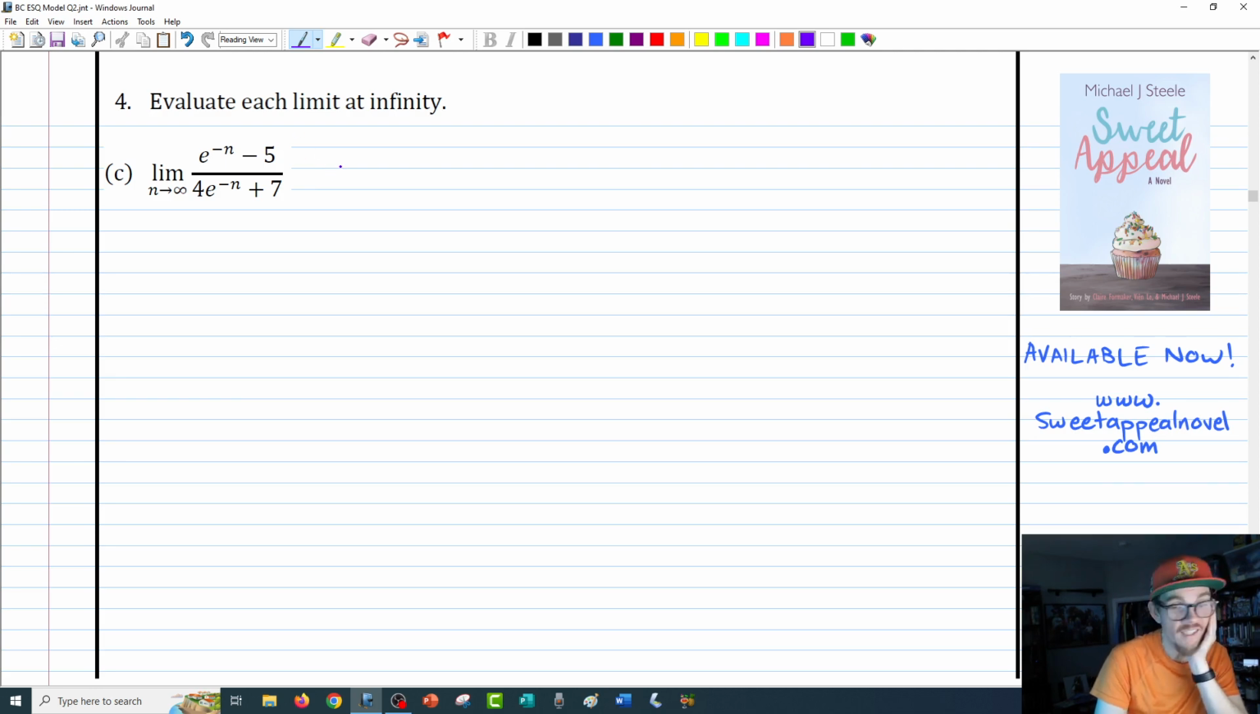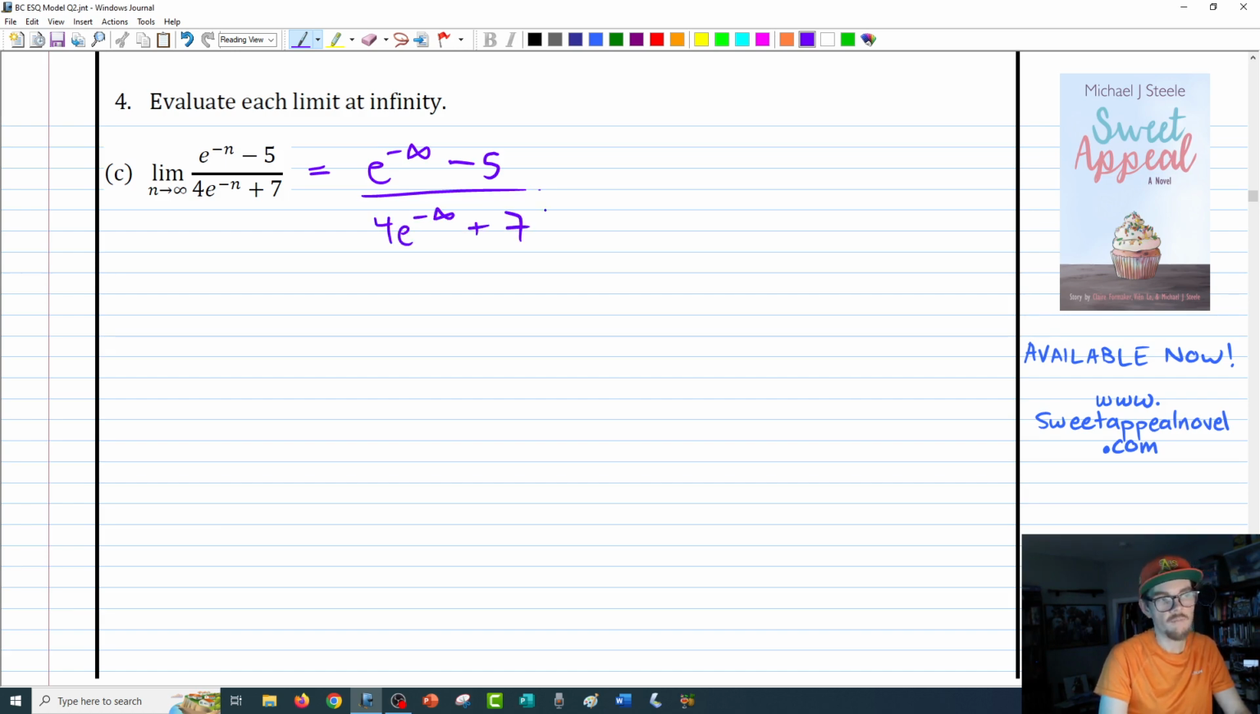It's not. This is a direct substitution problem. It just doesn't look that way. So here's what I mean. If we evaluate this, actually, let's do direct substitution. This is going to be e to the negative infinity minus 5 divided by 4e to the negative infinity plus 7.